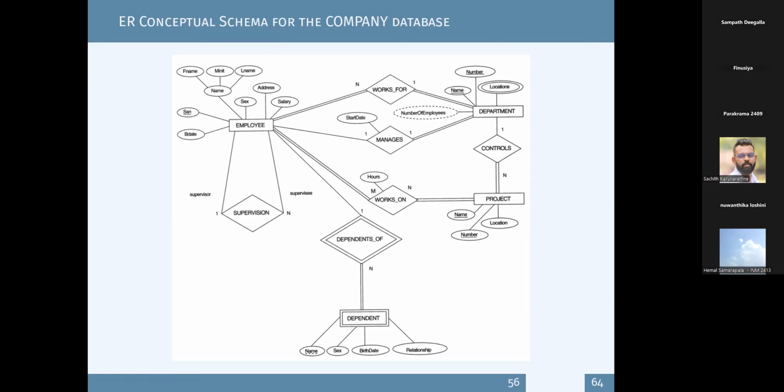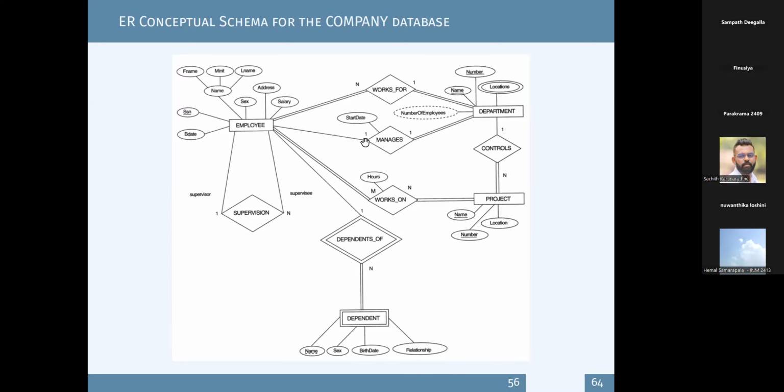And then you can notice we have different types of attributes. Oval shapes we use for simple attributes, and then key attributes are underlined. And when you have a double oval like this, it represents multi-valued attributes. Here we have composite attributes, derived attributes, and so on. So these are the different types of attributes we have.